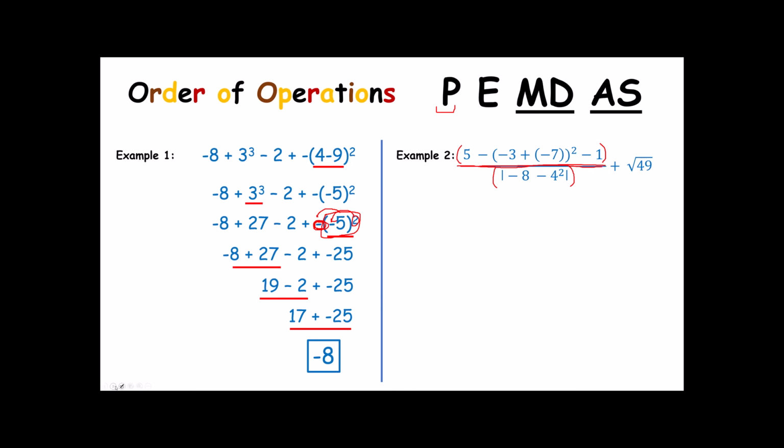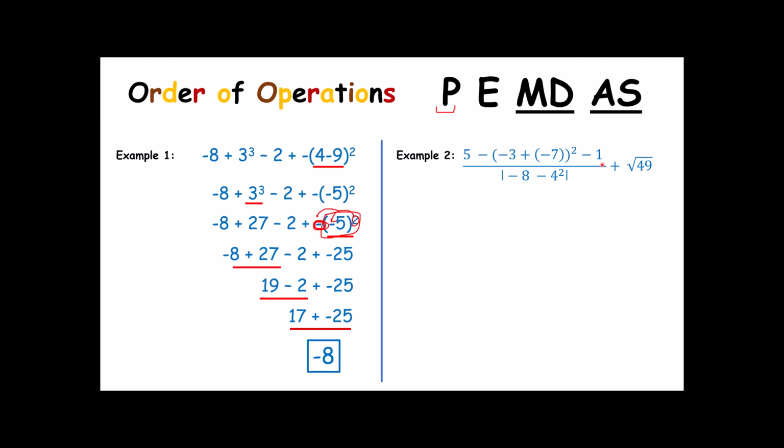Now, because I have that long division bar, I actually have a little bit of flexibility in terms of how I deal with this. I know that when I go to do this, whatever I do on top has to be completed, and then everything I do on bottom has to be completed, and then the division happens last.